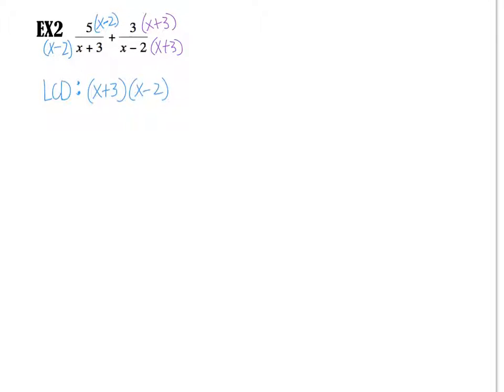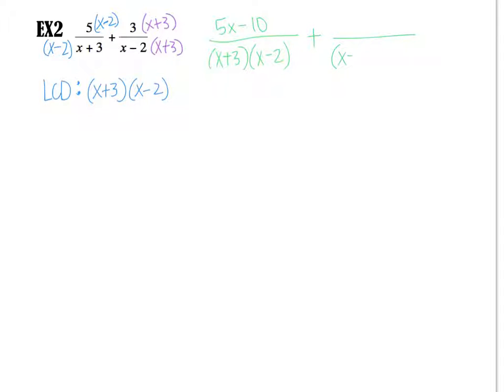All right, and now I am going to simplify. So I'm just going to clean up the numerator and clean up the denominator. My first fraction is going to have x plus 3, x minus 2 as the denominator. And when I look at this 5 times x minus 2, I'm just going to distribute that 5.